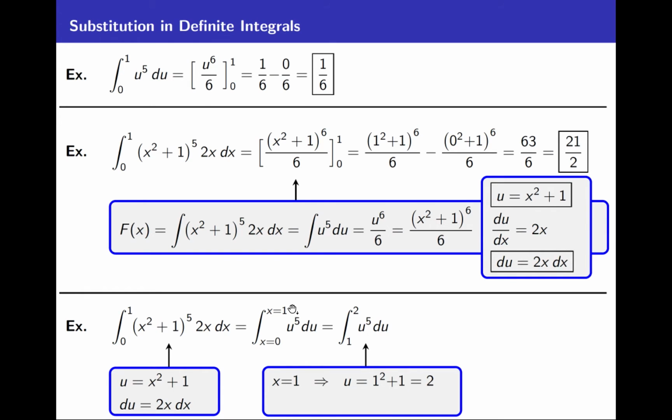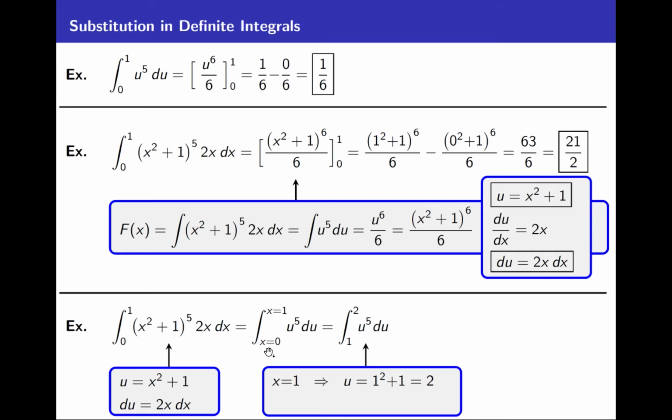So up here we have x equals 1. If x is equal to 1, what is u? Well, then u would be 1 squared plus 1, or 2. So when x equals 1, u is equal to 2. So we're going to replace this upper limit of integration of x equals 1 with its u value of 2 in this integral where we have the variable u.